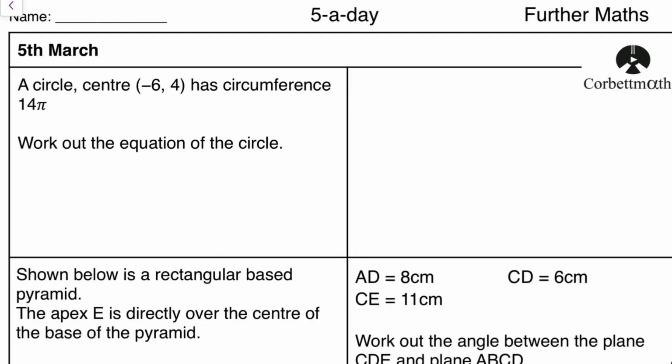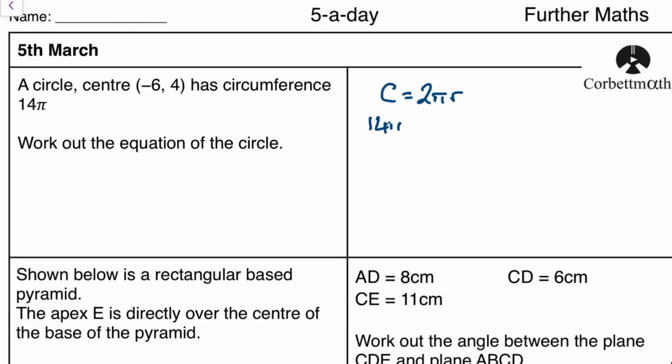A circle, centre (-6, 4), has circumference 14π. Work out the equation of the circle. Well, this isn't awful, is it? My circumference is 2πr. In order to work out the equation of a circle, I need the radius and the centre. I've got the centre, so it's just about the radius.